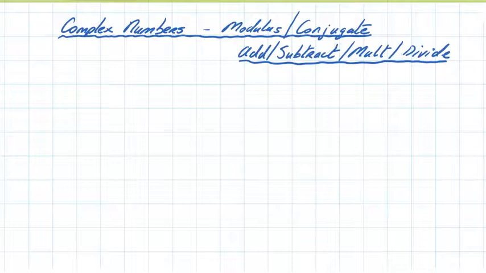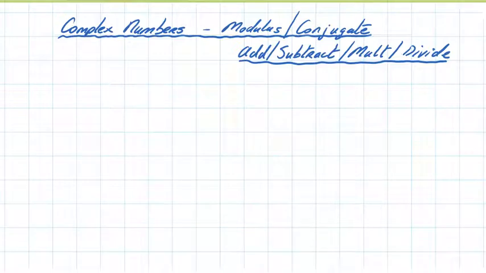In this lesson, we will continue on with complex numbers. At this stage, we have defined what a complex number is. So now we're going to go a bit further and see what we can do with them. We'll show you how to get the modulus of a complex number, which is basically the distance from zero, and the conjugate, which is useful also. And we're also going to show you how to add, subtract, multiply, and divide complex numbers.